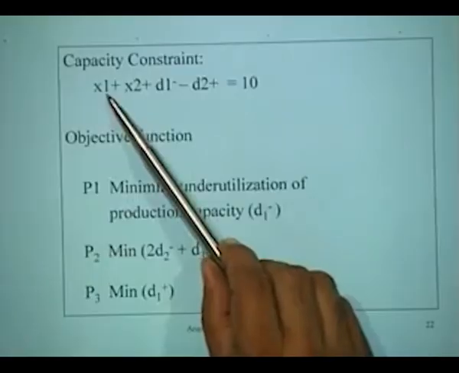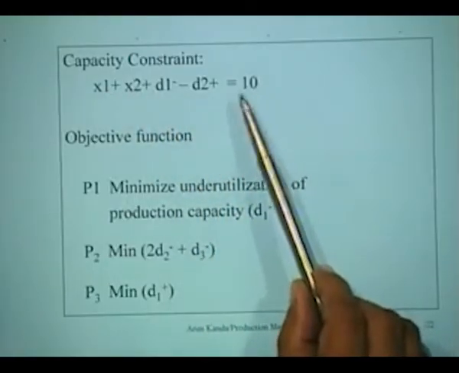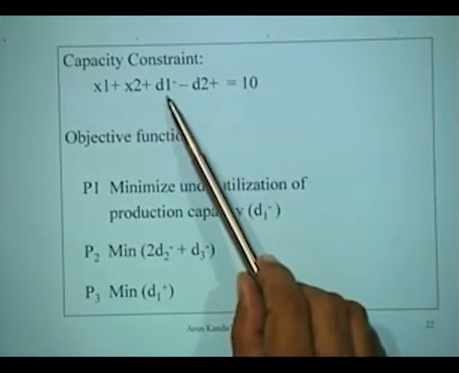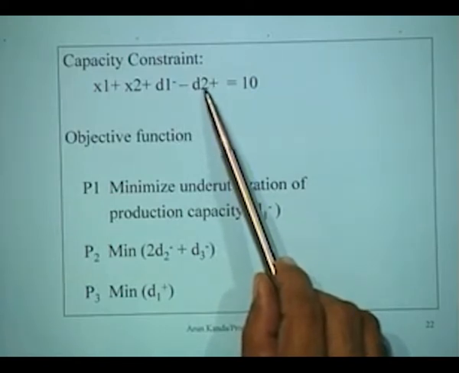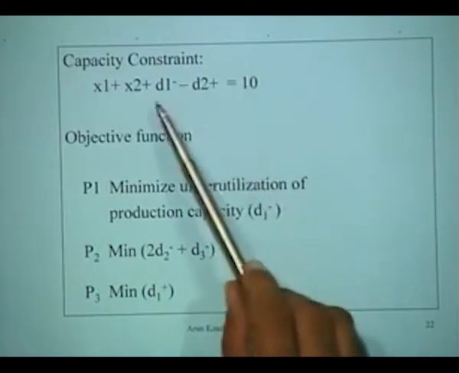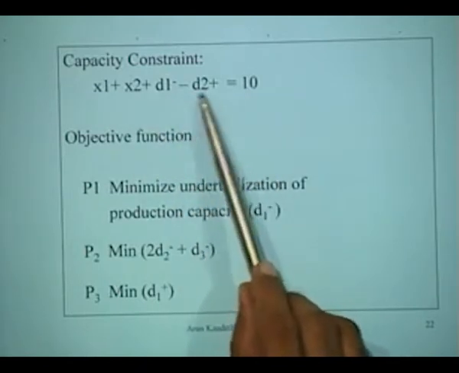And what we can then do is, we have a capacity constraint, and the capacity constraint reads like this: x1 plus x2 must be generally equal to 10, but we could be producing less than 10, in which case this variable will come into operation, or we could be producing more than 10, in which case this variable would come into operation.